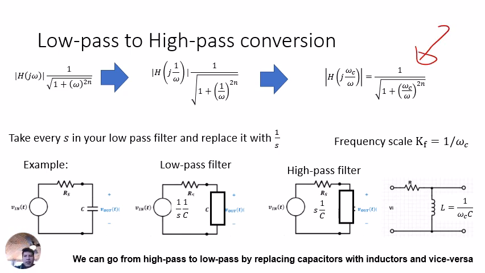with this response here. So as you can see, we can convert a normalized low-pass Butterworth filter to a normalized high-pass Butterworth filter. And we're going to be leveraging this for our design.